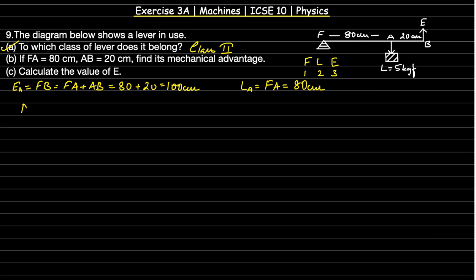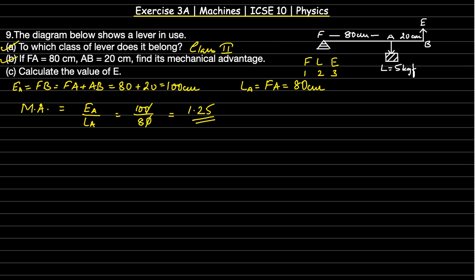For finding mechanical advantage, I would be using the formula MA is equal to effort arm divided by load arm. So effort arm happens to be 100 divided by load arm happens to be 80. 0, 0 cancels. So we get this as 1.25, and since it is mechanical advantage, there will be no unit for it. So we have got B part also.